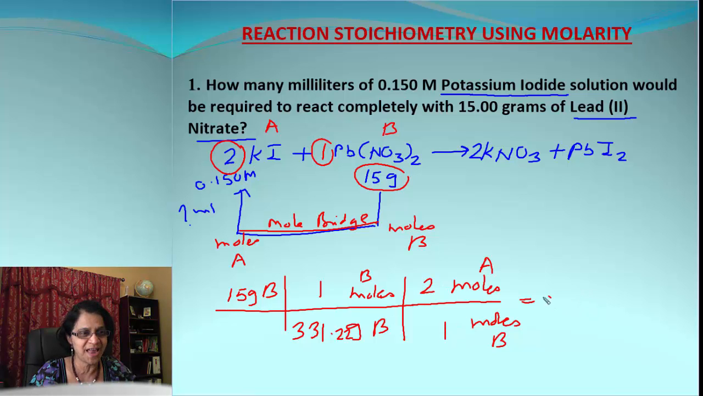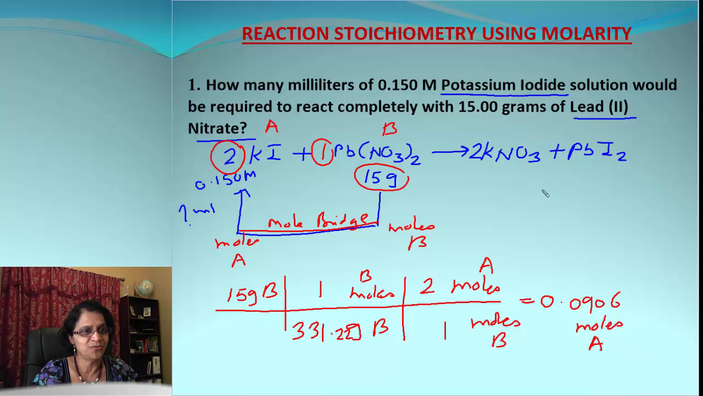When we solve that, we get the answer 0.0906, and those are moles of A. Now our job is to go from moles of A to finally to milliliters.